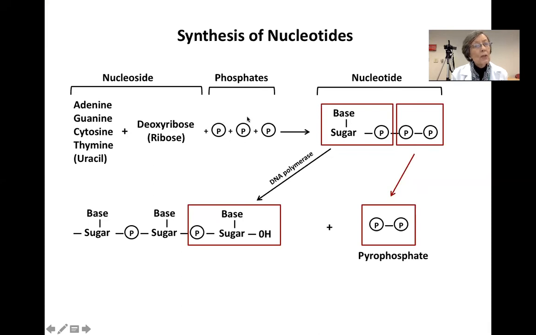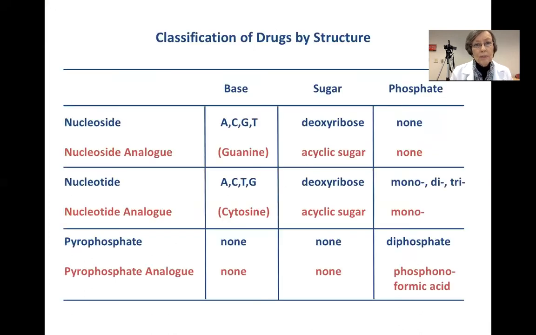We need to add a total of 3 phosphates in order to get a nucleoside triphosphate, which will be recognized by the DNA polymerase. And this will be incorporated into the DNA. When it's incorporated, then 2 of the phosphates are given off as pyrophosphate. And we'll be dealing with all of these as analogs in antiviral agents.